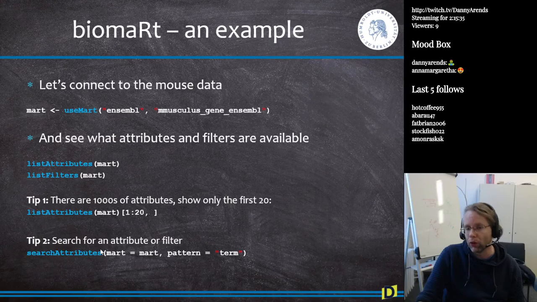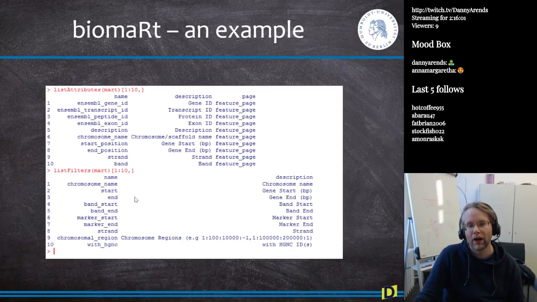If you know what you want, you can also search again. There's also a searchAttributes function, which allows you to input a search term. So Ensembl gene ID might be a search term that you want to search for. It might be one of these attributes that you want to retrieve, or chromosome, right? And then there's probably something like chromosome position, chromosome start or chromosome end. But if you do the list attributes, then it looks like this. And of course, there's a list filters as well to retrieve the filters.